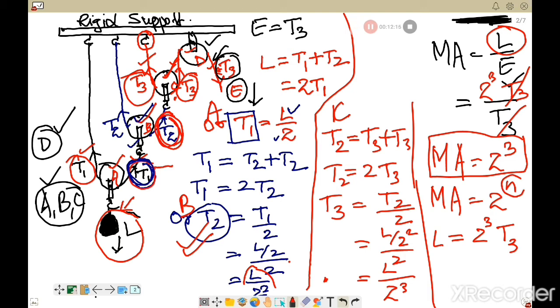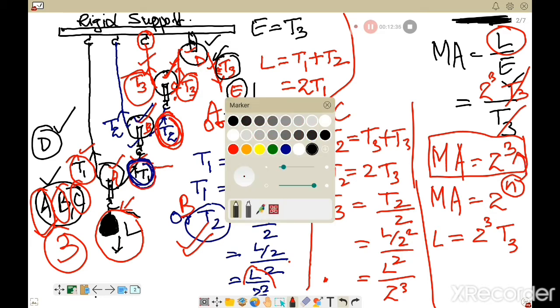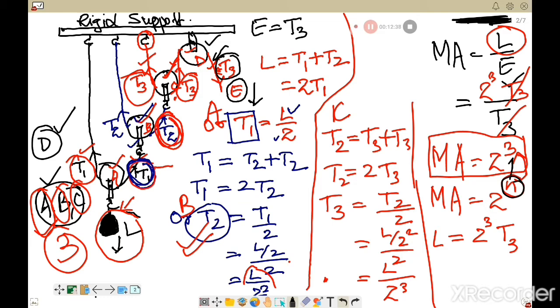So now what is n in the general or ideal condition? N is the number of pulleys which are movable. Here you see that A, B and C, 3 pulleys were movable. That's why we got the value of n equals to 3 here, isn't it? So here you saw that this n is equal to 3.